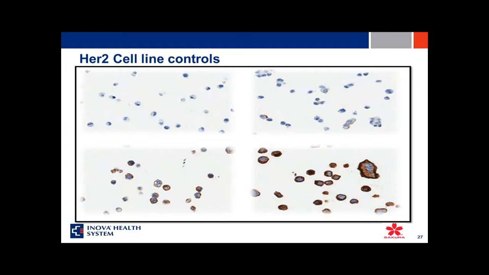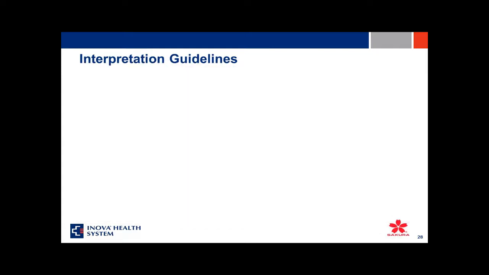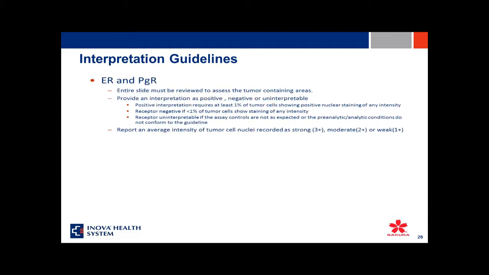We're also trying to shift from the normal breast and the myometrial tissues to ER, PR cell line controls as well. And for all these assays, as we know, all the regulations are based on interpretation. So how do we interpret these quantitative tests? For ER and PR, the interpretation could be positive, negative, or uninterpretable, and it depends on the amount of analyte that is present. If you have at least 1% of the tumor cells showing positive nuclear staining, they're considered positive, and if it's less than 1% of tumor cells showing staining of any intensity, it's considered receptor negative.